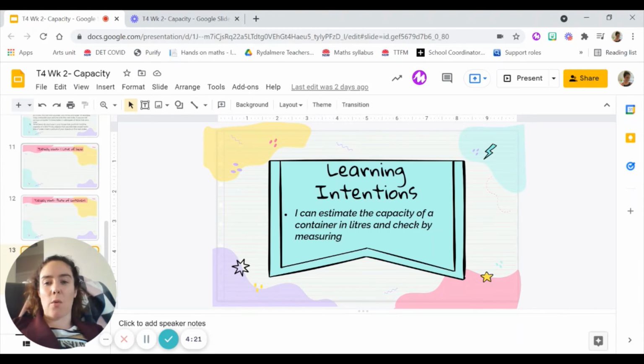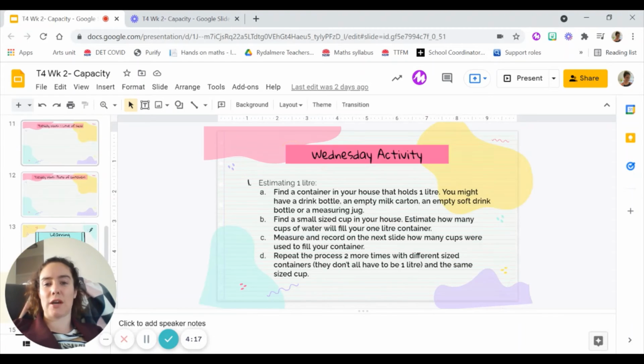All right, let's have a look at Wednesday's lesson. I can estimate the capacity of a container in litres and check by measuring. So what we're going to do today is we're going to estimate 1 litre. Find a container in your house that you know holds 1 litre. You might have a drink bottle, an empty milk carton, an empty soft drink bottle, or a measuring jug. So you want to know something that definitely has the capacity of 1 litre.